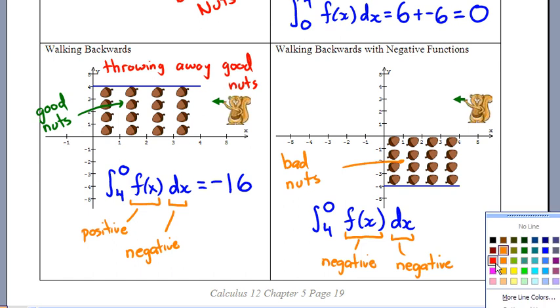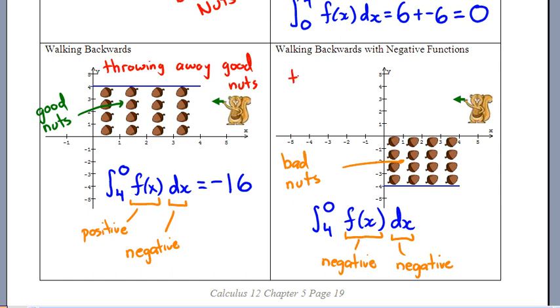If you were to talk to the chipmunk and ask it, hey, what's going on? It would say, well, yeah, I'm walking backwards, so I'm throwing stuff away, but I'm throwing away bad nuts. So I'm actually ahead by the time I'm finished. And in this case, just looking visually at how many nuts there are, this would work out to be positive 16. Saying, oh, well, you walk backwards. Normally that'd be a negative. You got a bad function, an upside down function. Normally that'd be a negative, but in this case it's actually a positive. And the fundamental theorem will do that. It'll automatically make all of those adjustments for you, which is kind of neat.